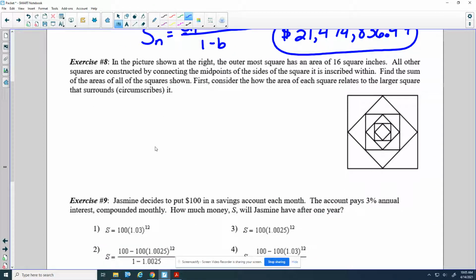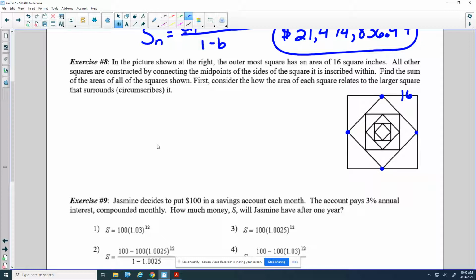So here's a little geometric application. We usually have this one on a homework assignment and everyone kind of has questions on it. So I'm going to let you kind of look at it first and I'll read the question. It says in the picture shown at the right, the outermost square has an area of 16 square inches. All other squares are constructed by connecting the midpoints of the sides of the square it is inscribed within. So this is the midpoint of each of the sides of the larger square. This diamond is on the midpoint of each of those. It is also a square itself. Find the sum of the areas of all the squares shown.